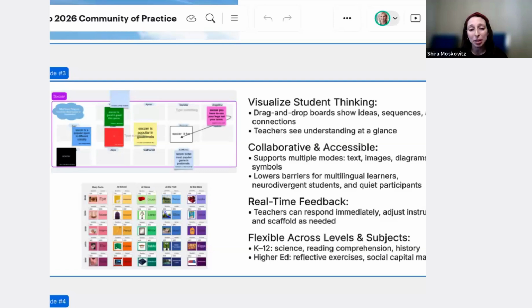Another benefit is the accessibility piece to it. I teach in a space where both in higher education and in K-8, English is not always a student's first language, and writing with a pencil and paper are not always the most accessible to them. So having multiple mediums, whether it's visual, whether it's typing in a different language and then translating it, it just reduces a lot of barriers for our multilingual learners, neurodiverse learners, and just quiet participants in general, those students who don't necessarily feel comfortable raising their hand. So I have a couple examples of what that looks like and how I would give feedback.